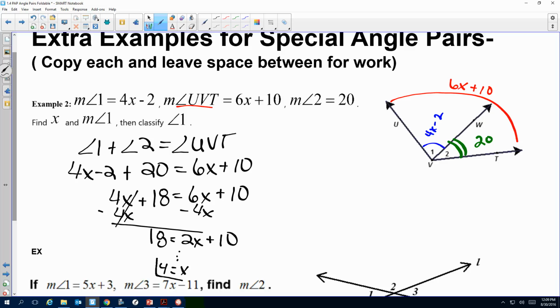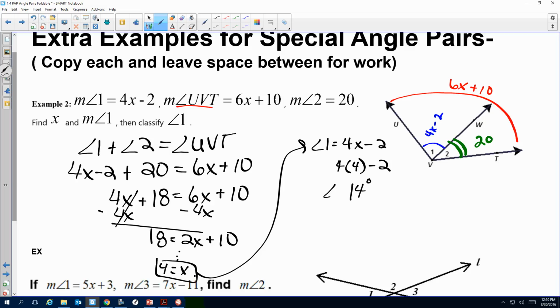So now all we need to do to find angle 1 is plug it back into 4x minus 2. So 4 times 4 minus 2. So what is the measure of angle 1? Yeah. So this is the degrees, right?